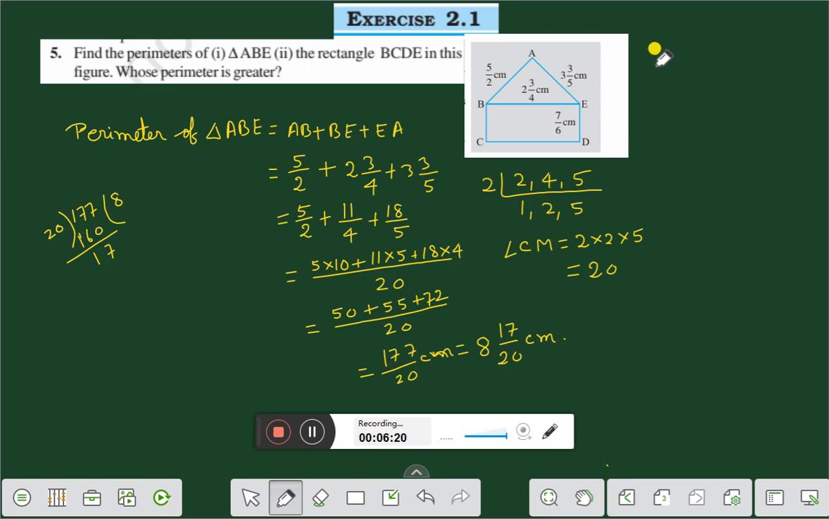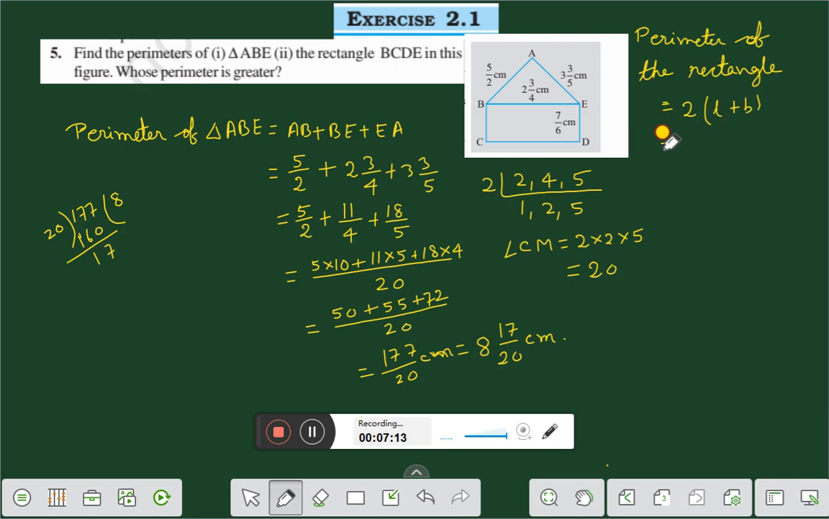Now the perimeter of the rectangle. What is the formula for the perimeter of a rectangle? That is 2 into length plus breadth.